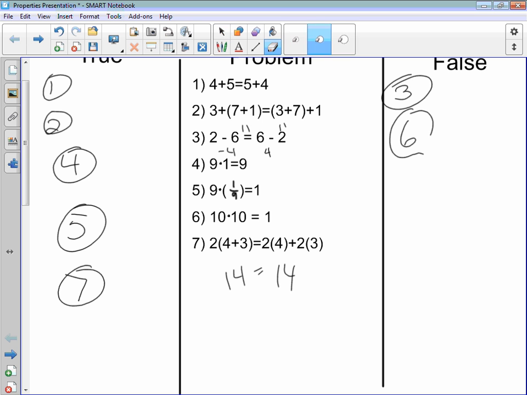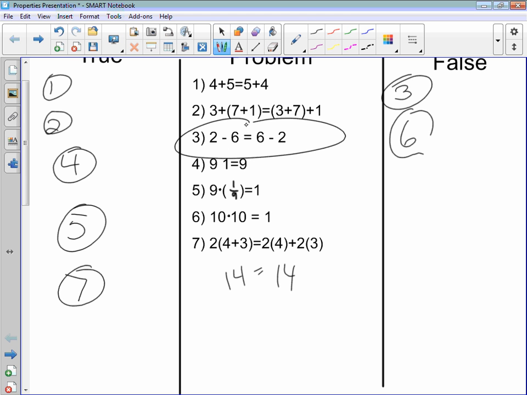I switched the order this time, and that we said was false. Because it was negative. Because if you put 2 minus 6, it's negative. 6 minus 2 goes before positive. So it doesn't work for minus, it only works for plus. What about times?